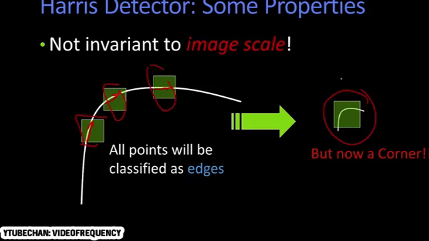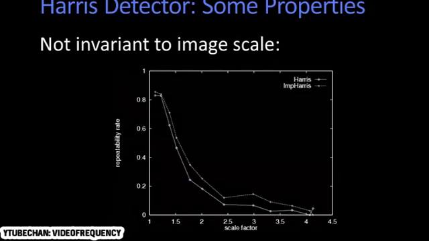So in general, the Harris corner detector is not invariant to scale, and guess what? The data prove that. Here's another graph taken from a similar paper, and you can see that it falls off pretty drastically with scale. In fact, even with just a scale factor of 2, so I just zoom in or zoom out by a factor of 2, I've already lost almost 80% of my repeatability. So it's really, really not invariant to scale, and we're going to have to do something about that.